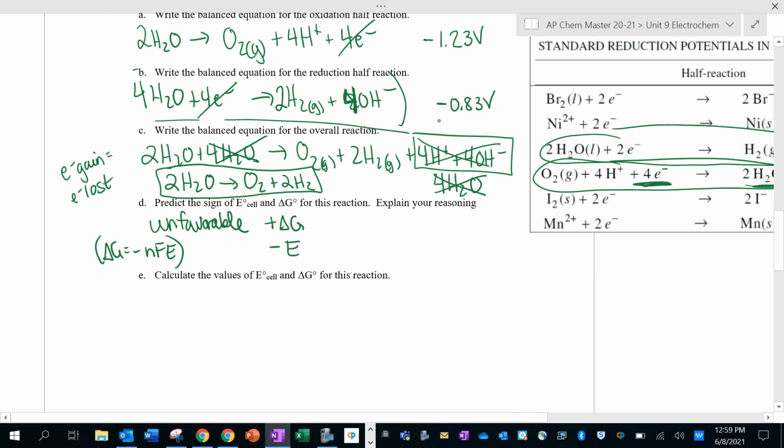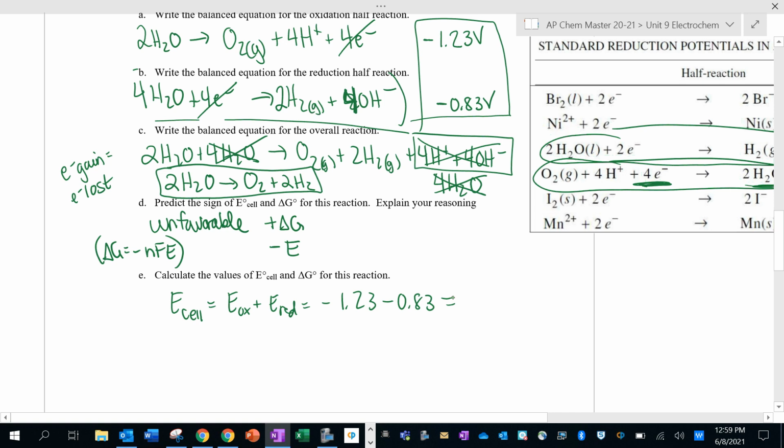Since we already have these reactions written out in the correct way, to get the overall cell potential, I can just add together my oxidation and reduction. So they're both negative. Remember, this is an unfavorable reaction. And so we're just going to add those up, 1.23 plus 0.83, and you get, just checking my mental math here, negative 2.06 volts. So that's the way I like to do this type of problem: I flip the reduction and turn it to an oxidation. That changes the sign, and then I add them together.